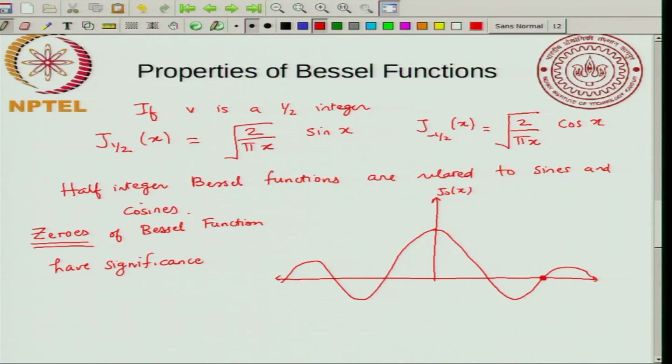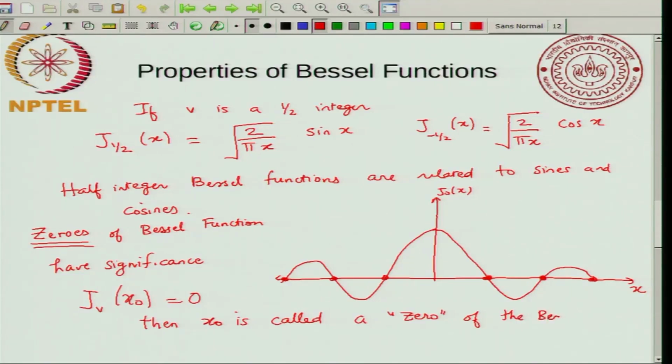And these are the points where the function crosses 0. So these are what you mean by the zeros of the Bessel functions. So these values of x, where J_v of x0 equals 0, then x0 is called a zero of the Bessel function. And these actually turn out to be very important in a lot of applications.